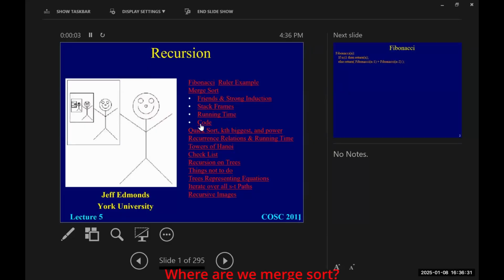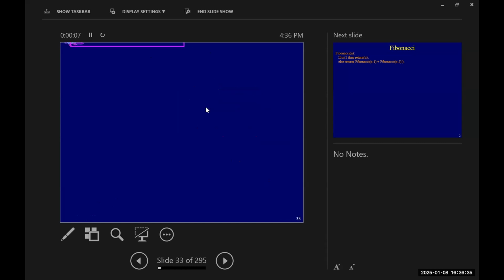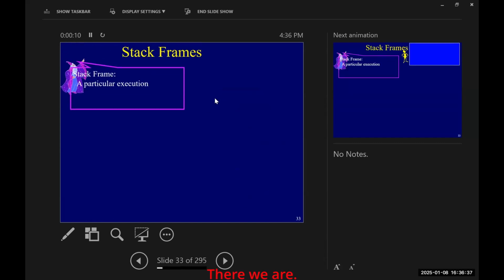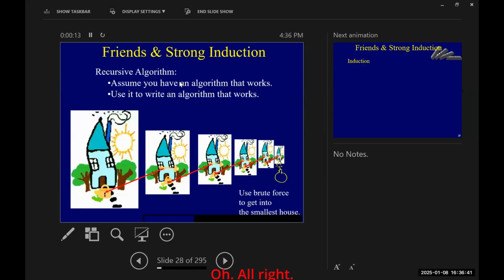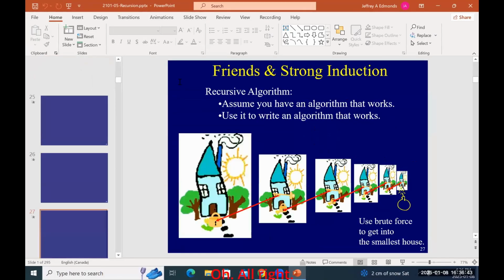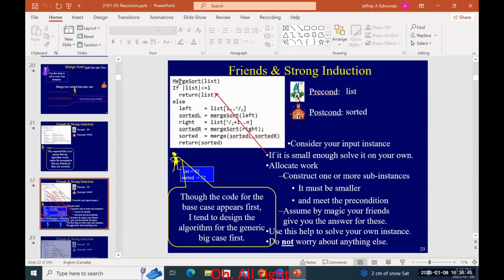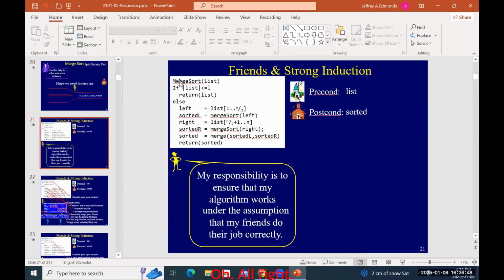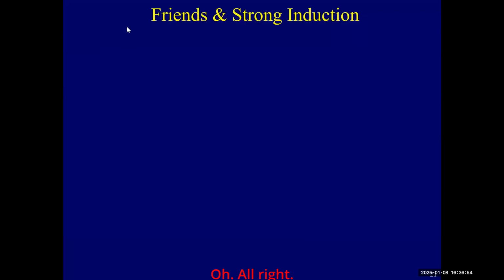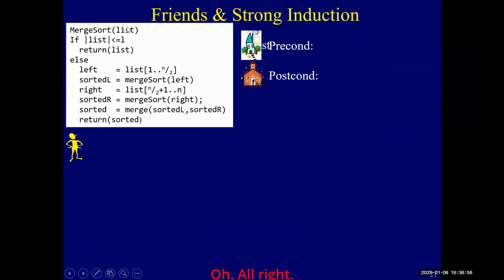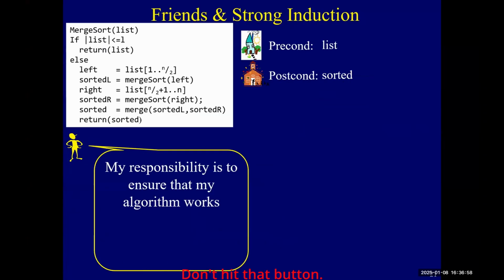Oh, where are we? Merge sort. There we are. All right. Don't hit that button.